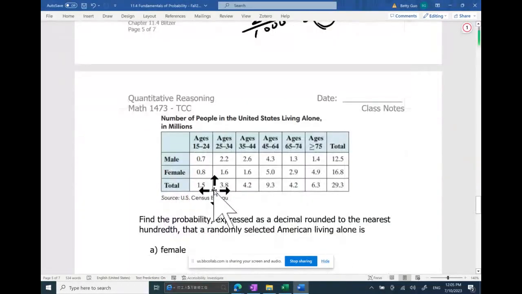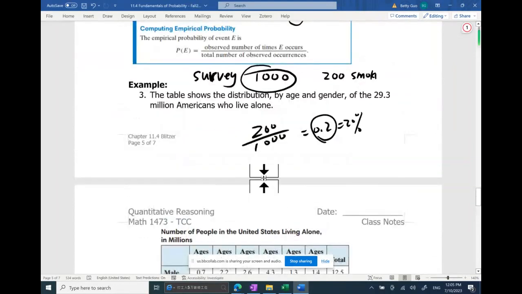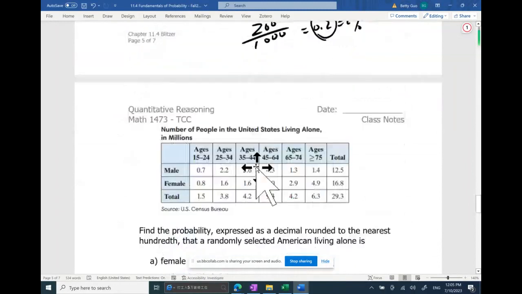Yeah, as you can see here, if you survey those people, the chance of getting a male and the chance of getting a female are not equally likely. And the chance of getting people aged 15 to 24 would not be the same as the chance of getting other age groups, right? It's not uniformly distributed. In general it's probably normally distributed. So when you see a table and you need to find the probability, then it's going to be empirical.